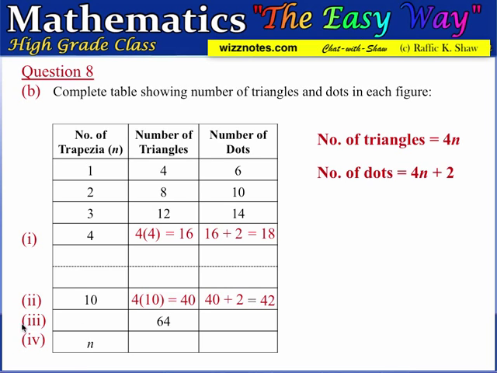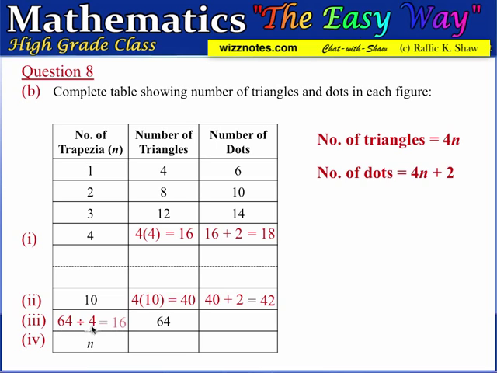In part 3 now, we are given the number of triangles, which is 64, and we are required to find the value of n and the number of dots. Now, if 4n is equal to 64, it means that n is equal to 64 divided by 4. And we can show that. And so here, when the number of triangles is 64, it means that the value of n is 64 divided by 4, because 64 will be equal to 4 times n.